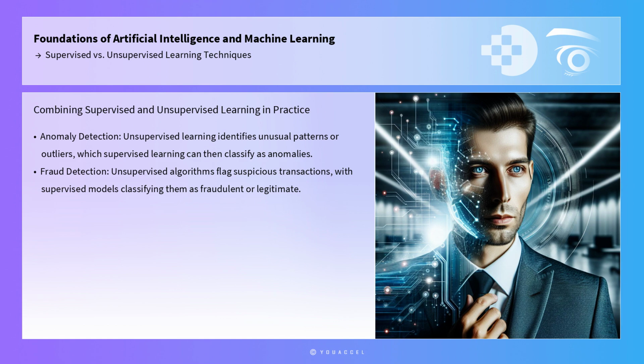Real-world challenges often require a combination of both supervised and unsupervised learning techniques. For instance, in anomaly detection, unsupervised learning can identify unusual patterns or outliers in the data, which can then be further investigated using supervised learning to classify these anomalies. This hybrid approach is particularly useful in fraud detection, where unsupervised algorithms first flag suspicious transactions, followed by supervised models that classify these transactions as fraudulent or legitimate based on historical patterns.